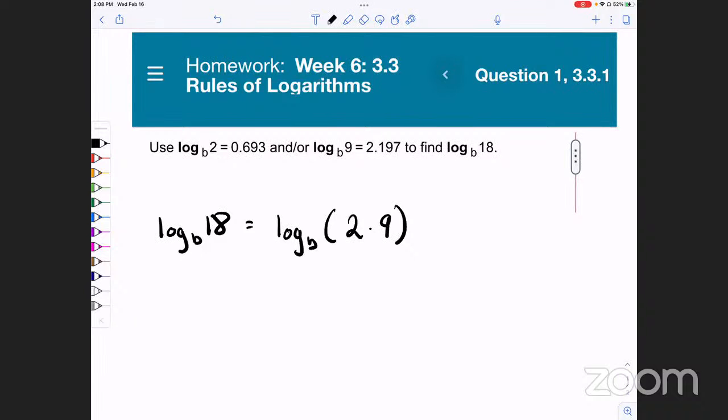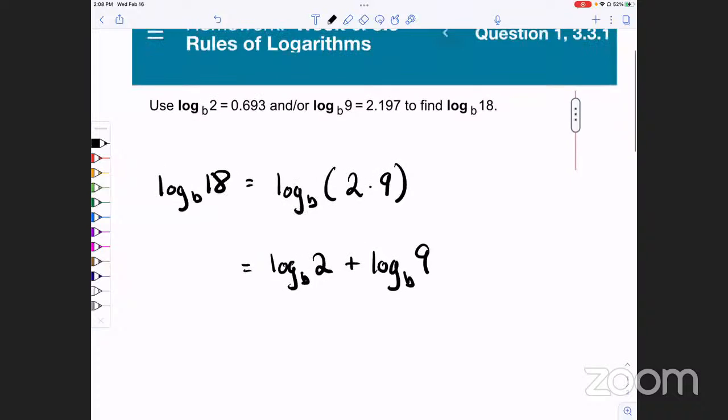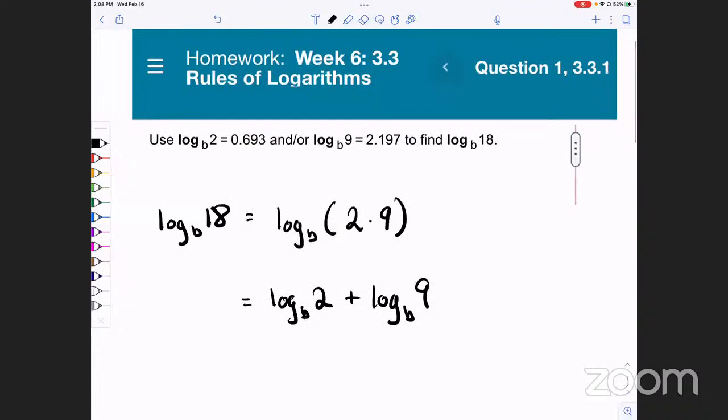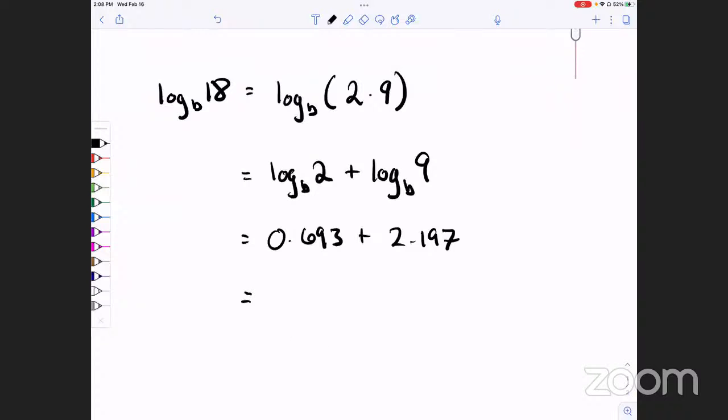The product rule says that the log of the product is going to be the same as the sum of the logs. So this is equal to log base b of 2 plus log base b of 9, right? But then the instructions tell us that log base b of 2 is 0.693, and log base b of 9 is 2.197. So then we just add those together.